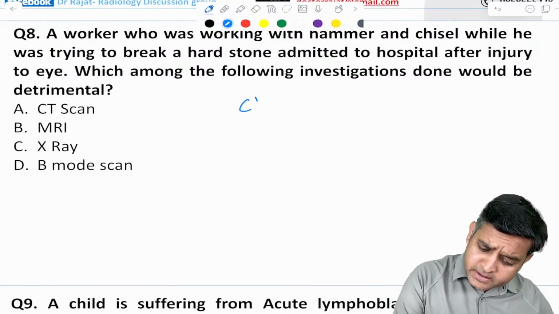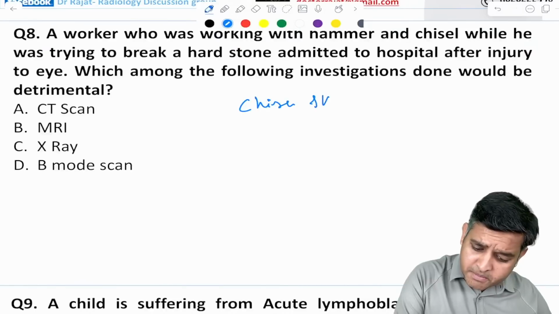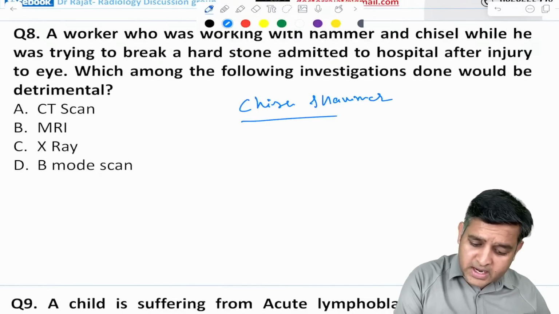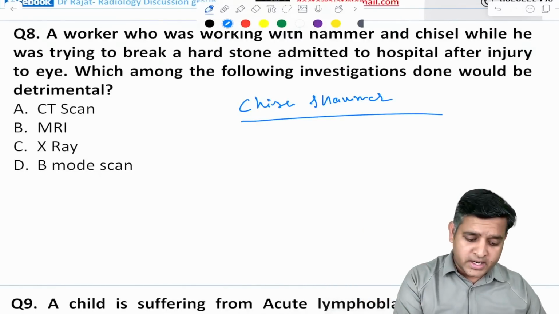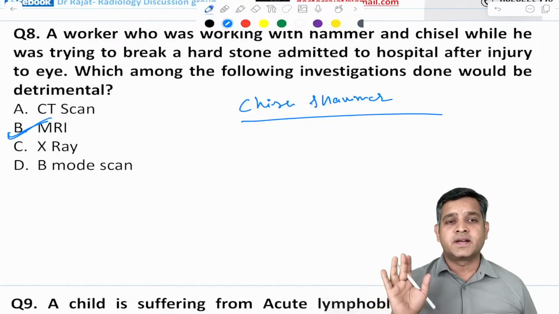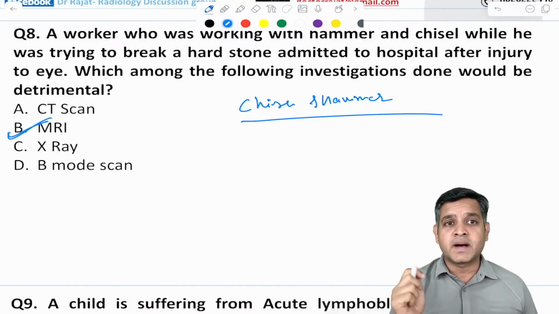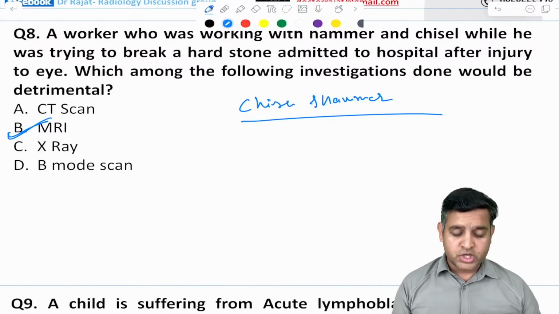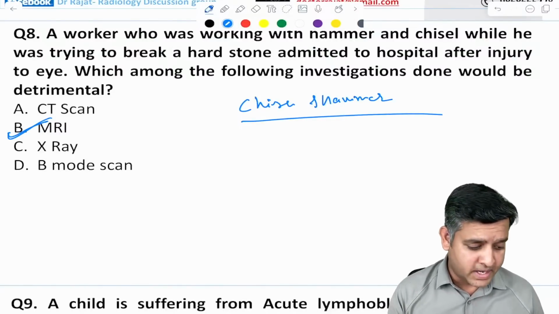What have we read? Chisel and hammer injury. Chisel and hammer injury, immediately what is contraindicated? MRI is contraindicated. MRI should not be done because an iron particle might be present inside the eye and it can cause perforation of the eye. Patient may turn blind, right?